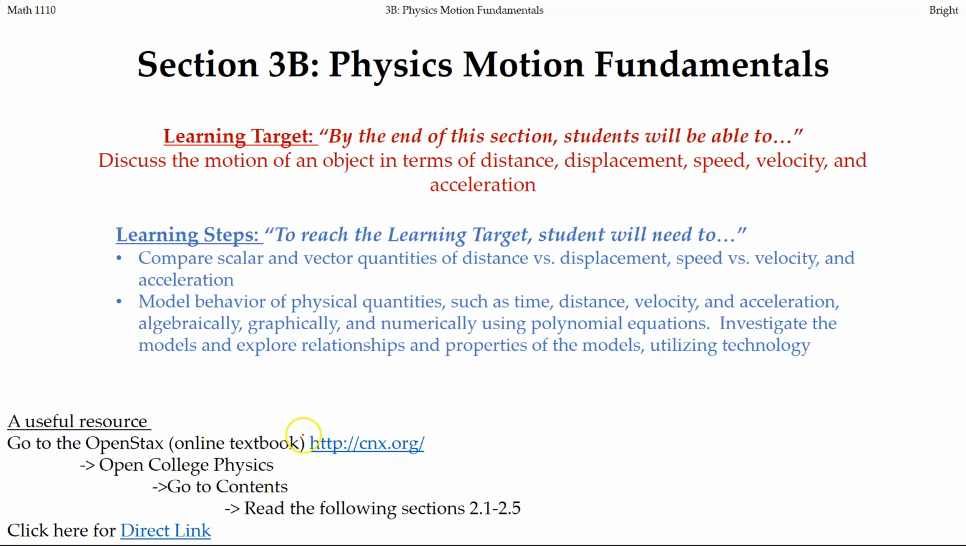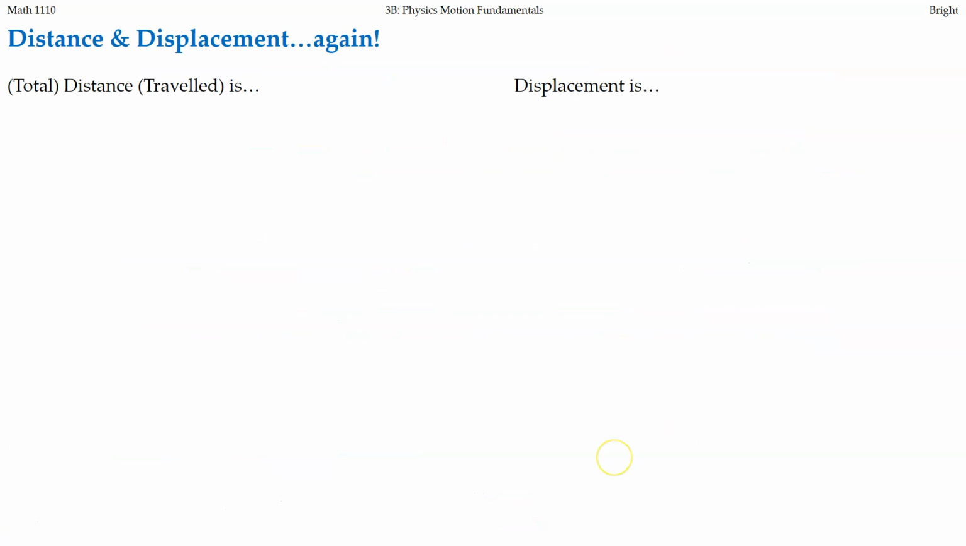One resource that I want to point out to you is this. If you go to this website, http://cnx.org, and then go to college physics, look at sections 2.1 to 2.5. There is very useful information there, which is going to mirror the highlights of what we talk about in these videos. There's also a direct link that you can access using the slides that are linked in the schedule. So anyway, let's get on to talking about distance and displacement.